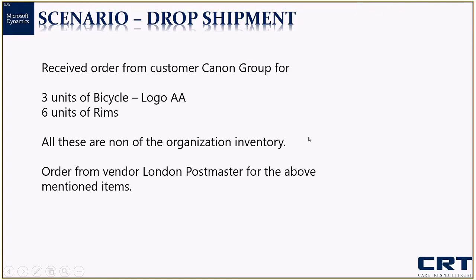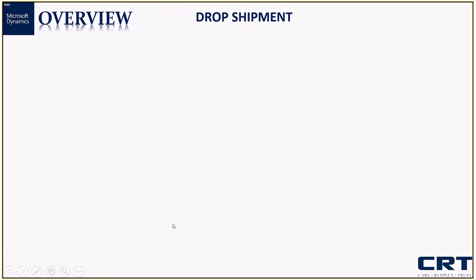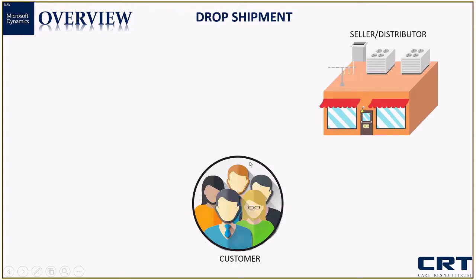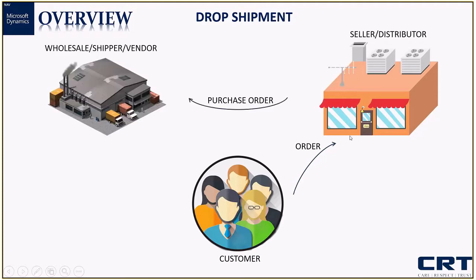Okay, so how does a drop shipment work? As mentioned, I receive an order from Canon Group, 3 bicycles and 6 units of rim. So they will give me a purchase order. So from the system point of view, I will need to create a sales order for my customer for 3 units of bicycles and 6 units of rim. And then over this sales order, I will need to raise a purchase order to my vendor.